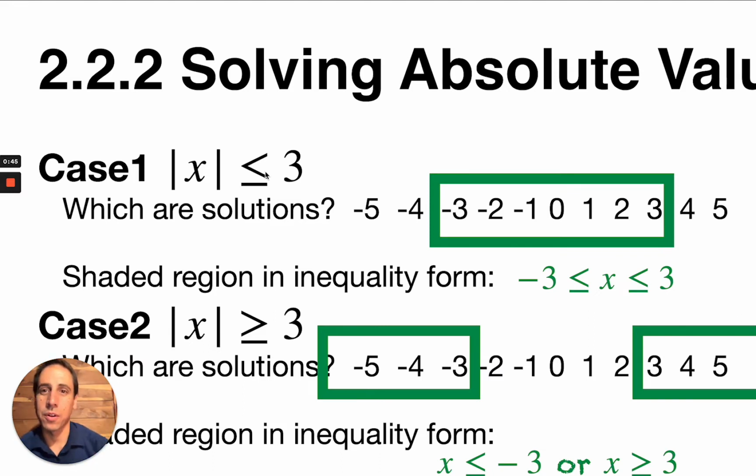Case 1 would also apply even if there was no line underneath. If it was the absolute value of x is simply less than 3, not less than or equal to 3, it would also be case 1. All right, so let's look at these cases individually and see how they play out.